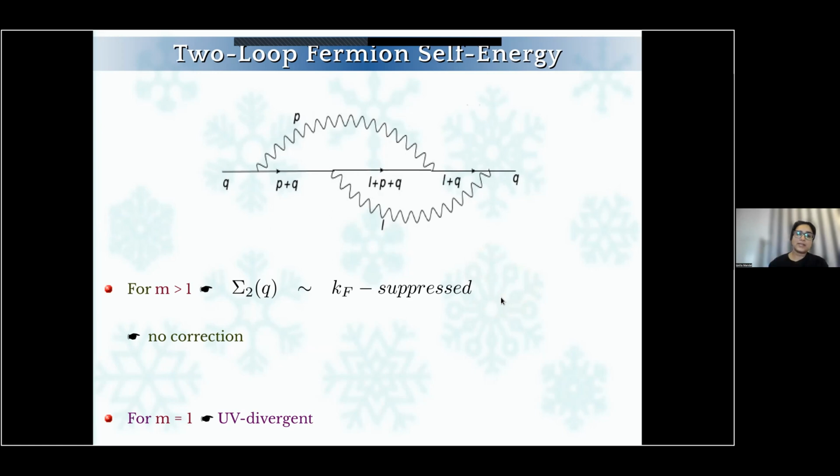Now, a similar story goes for the two-loop fermionic self-energy. The answer is too long, so I did not show you the expression, but the main point is that for m greater than 1, the answer is Kf suppressed and it goes to 0 as we take Kf to infinity. However, for m equal to 1, there is no Kf factor and we get a UV divergent answer. Of course, we cannot evaluate to all loops, but from generic arguments, we can always argue that for m greater than 1, these answers will always be Kf suppressed, so that the answer is one-loop exact. However, for m equal to 1, we have to go on correcting the theory in a perturbative series.